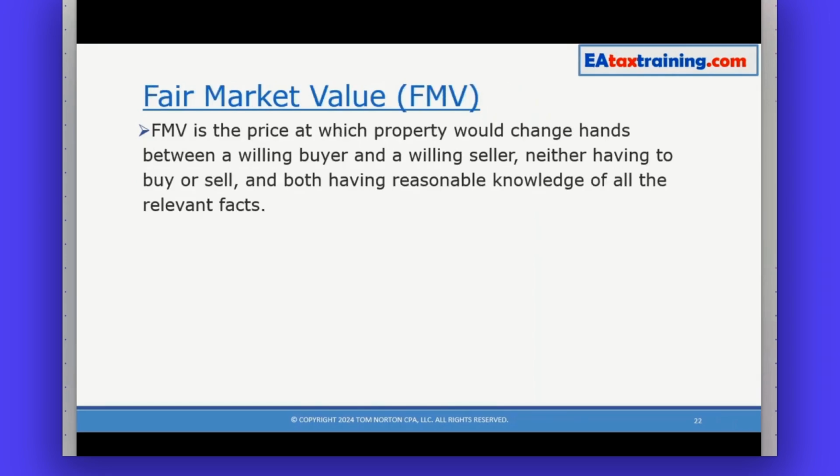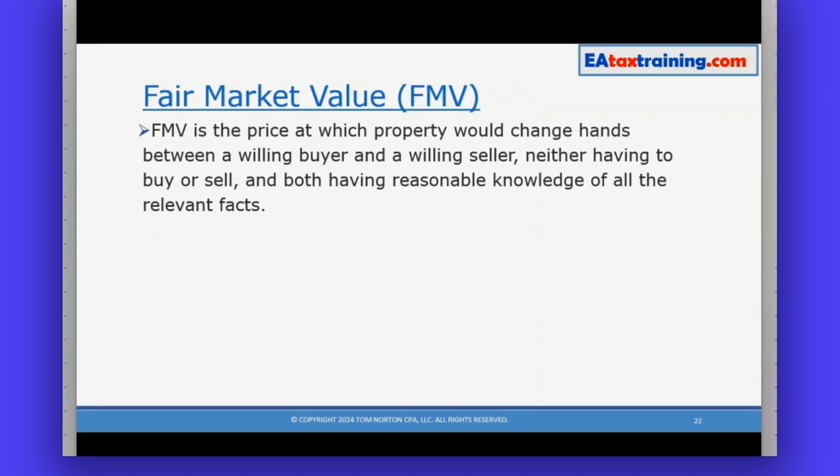Fair market value. We've used this term already, and we're going to keep using it. So we want to understand what the IRS means when they say fair market value, or FMV. FMV is the price at which property would change hands between a willing buyer and a willing seller, neither having to buy or sell, and both having reasonable knowledge of all the relevant facts.